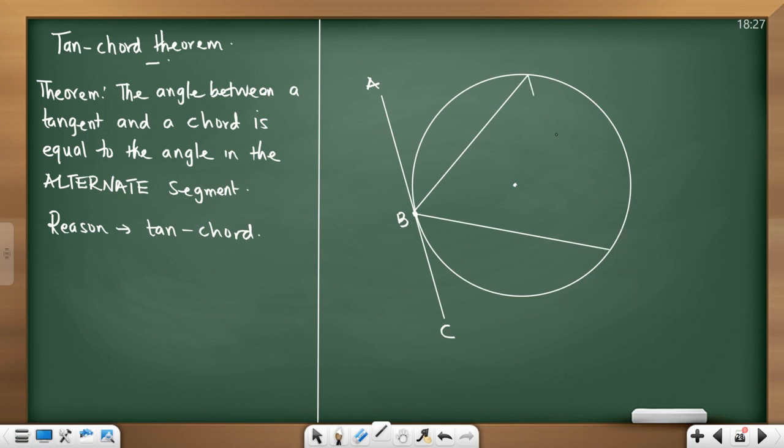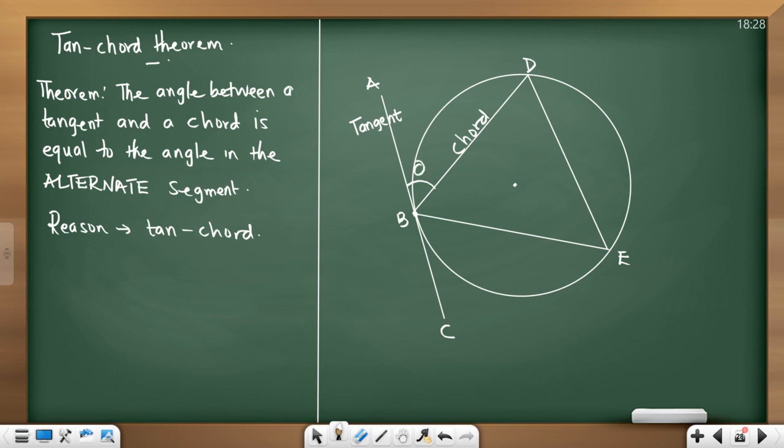All right, watch this. And let's call this D and E. So let's go to the theorem again. The angle between a tangent and a chord, watch this. This is my tangent. This is a chord. Oh, there's an angle between them. Beautiful. Okay, please, I want you to watch this.